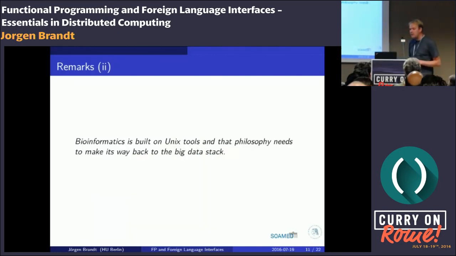And the second remark, which I'm curious to hear what you have to say about, is that bioinformatics is built on Unix tools, and the philosophy needs to make its way to the big data stack. So if I'm going to provide a tool that does big data, and I want it to work in this bioinformatics environment, I just need to have a way to import all these Unix tools, and then I'm done. Is that so?